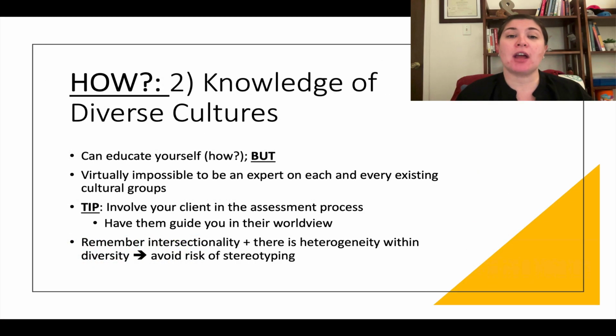Step 2 is knowledge of diverse cultures. Can you educate yourself? Yes, but it is virtually impossible to be an expert on each and every culture that is existing. A tip is to involve your client in the assessment process. Have them guide you in their worldview. Remember intersectionality plus their heterogeneity, which means similarity or sameness, within their diversity, avoiding the risk of stereotyping.